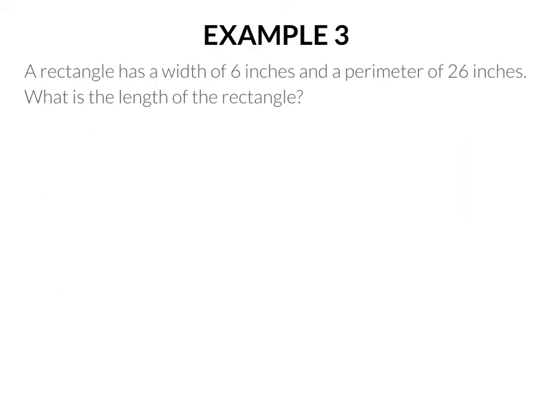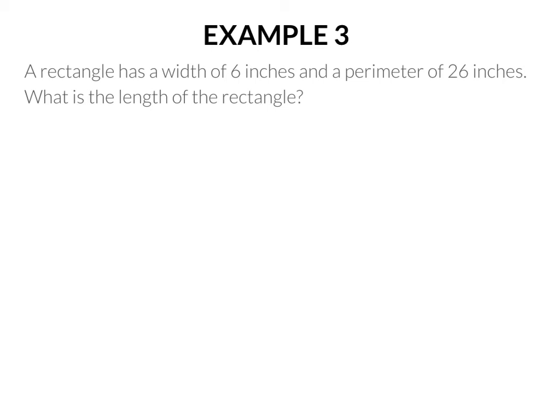For number 3, it probably makes the most sense to write the whole problem down because it's so short, instead of trying to abbreviate it and shorten it for our notes. It tells us that a rectangle has a width of 6 inches and a perimeter of 26 inches. What is the length of the rectangle?